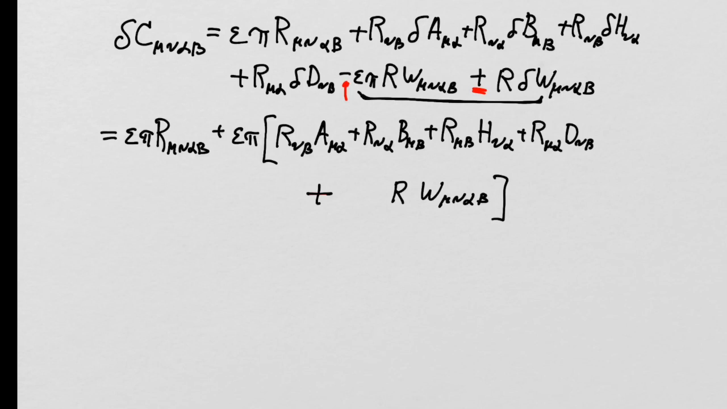So what do I have inside? So now I have an epsilon pi here and an epsilon pi here. So now I'm going to pull that out and move the bar even further out, epsilon pi, like that. So now what's inside the bar? What's inside the bar is the Riemann tensor, and then A times the contraction, B times the contraction, H times the contraction, D times the contraction, and then R times this tensor.